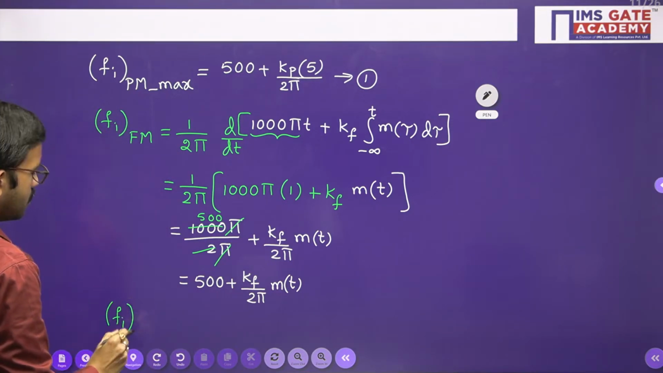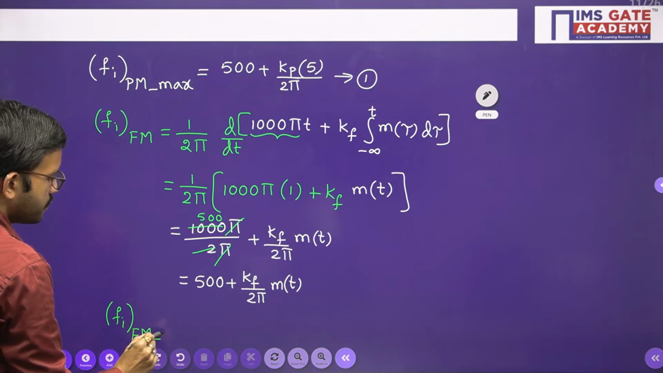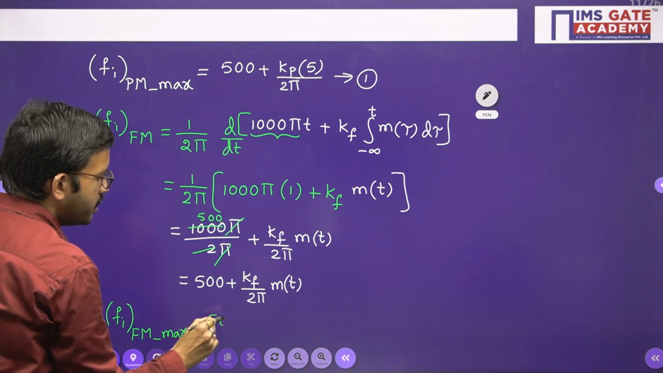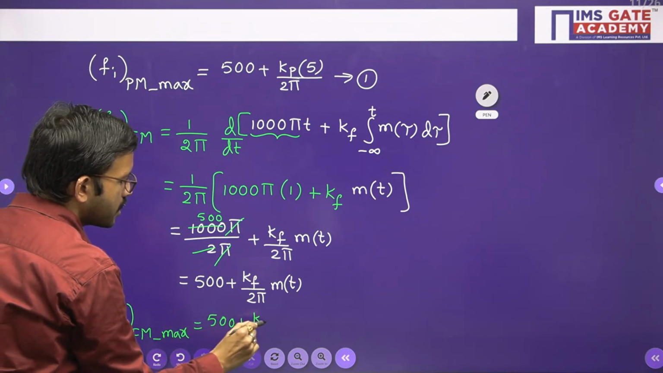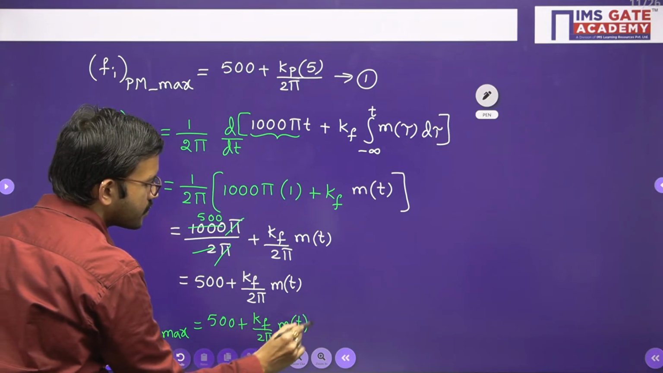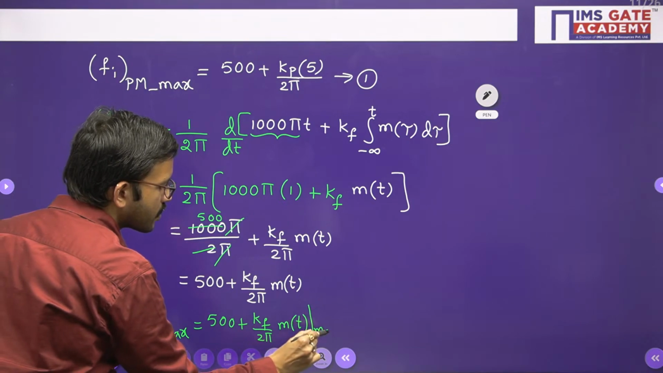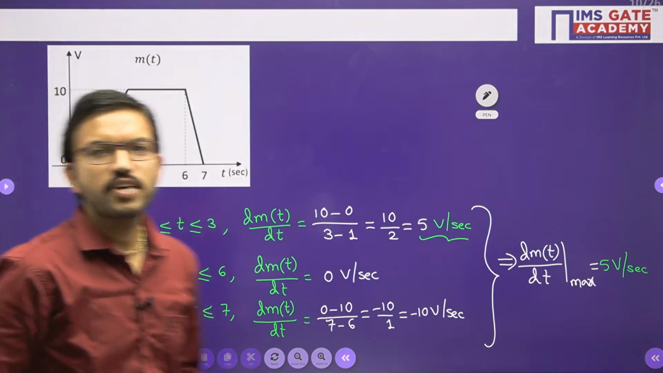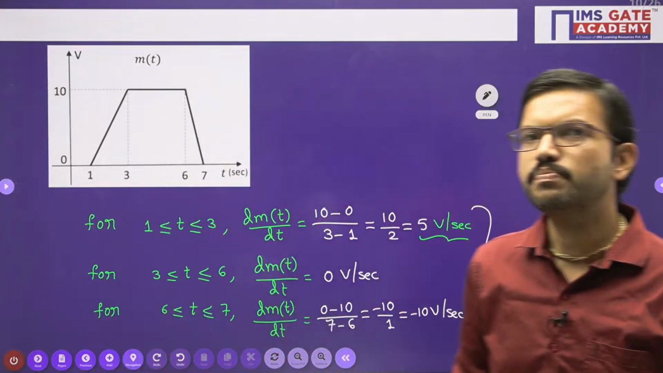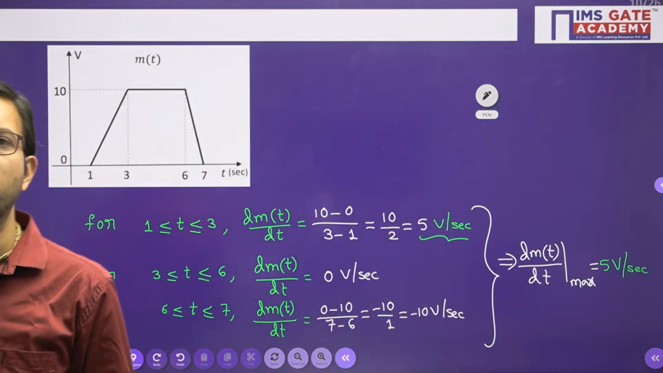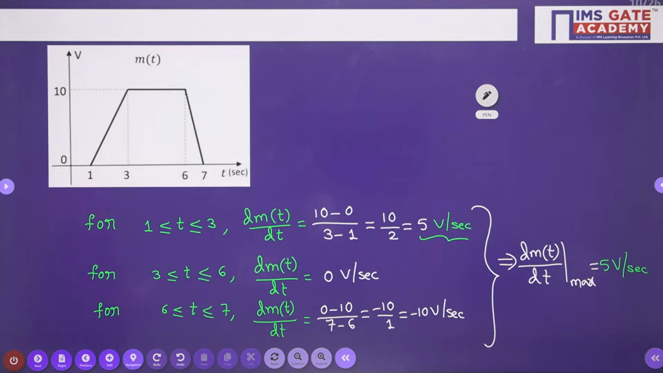The instantaneous frequency maximum in FM is nothing but 500 plus kf divided by 2 pi into m of t max. Now just observe the waveform regarding m of t. What is the maximum value of m of t? All of you please respond, share your answer in the chat. What is the maximum m of t value from this waveform?